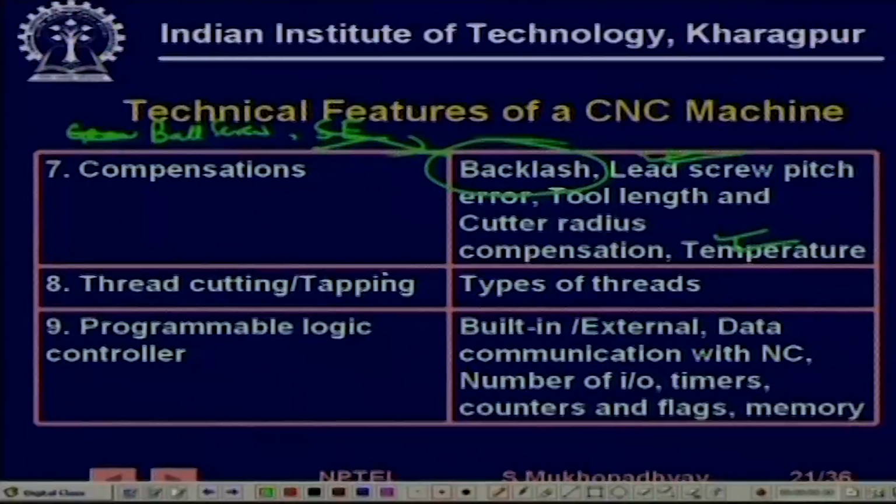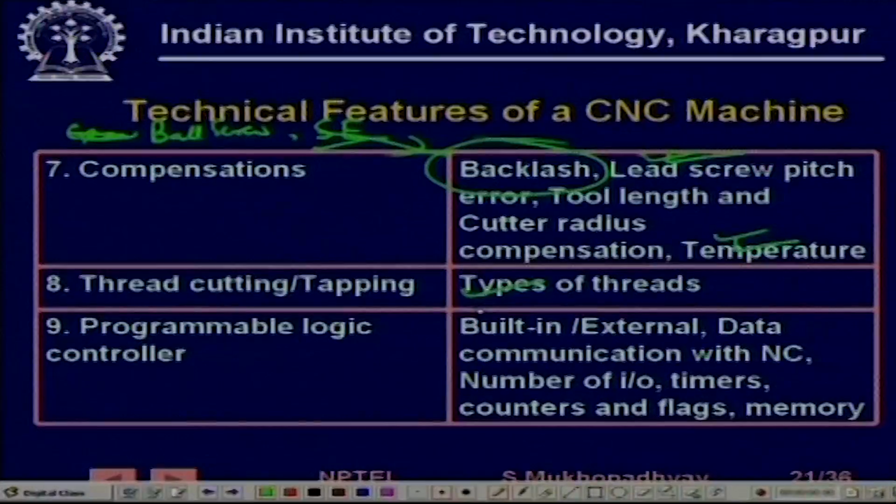Various kinds of thread cutting are possible, and then what kind of PLCs are used, how the PLC is going to interact with the drives controller, and the number of IOs that it can handle. You see that typically, as we will see, the PLC is not to be used for the drive, because very closely sampled control is required, and sometimes computation is also involved.